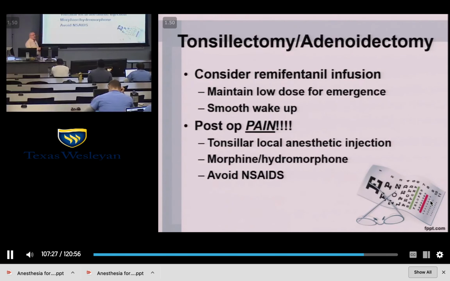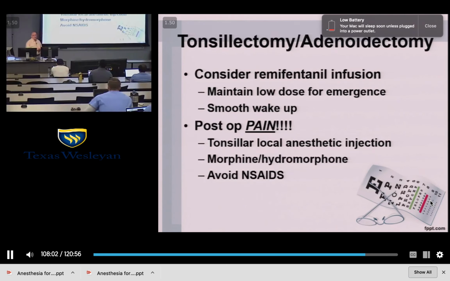These patients have severe post-op pain. The pain is worse the older they get, and that's not exaggeration. If you've known anybody or had your tonsils out yourself as a teenager or adult, it's significantly worse than in children. ENT docs try to minimize the pain by injecting the tonsillar pillars with local anesthetic. I'm going to tell you from clinical practice, it doesn't do jack. Injecting in there doesn't do anything.